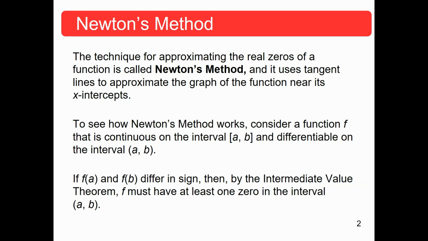To see how this works, consider a function f continuous on the closed interval from a to b, differentiable on that open interval. If f of a and f of b differ in sign, then by the intermediate value theorem, the function must have at least one zero on that interval, right? Remember, the intermediate value theorem said if we had two x's, an x1 and an x2, and the y value of one was negative and the y value of the other was positive, then at some point they have to cross the x-axis because it's continuous and differentiable, okay?